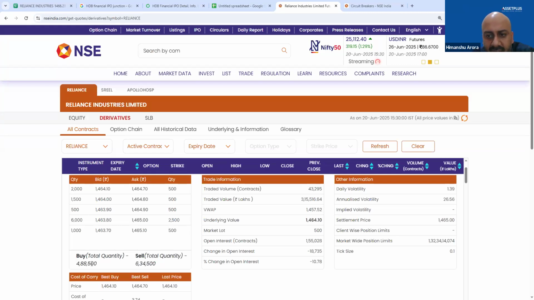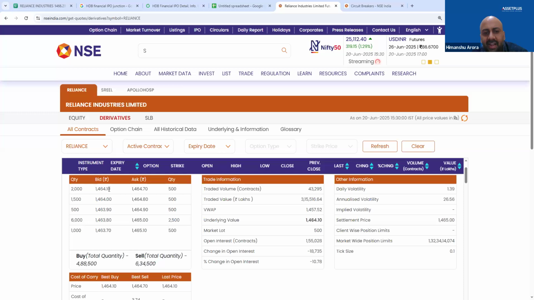These are the total bids. These are the total offers. I repeat, bid, the price at which the buyer wants to buy. Ask, the price at which the seller wants to sell. And there are hundreds of buyers, hundreds of sellers. The one who wants to buy at the highest price amongst everyone is called the best bid. The one who wants to sell at the lowest price amongst everyone is called best ask.